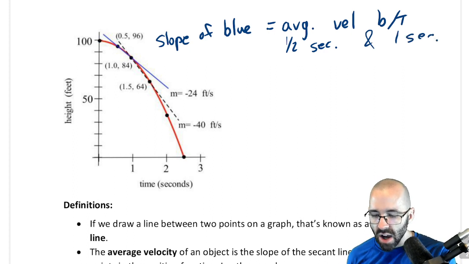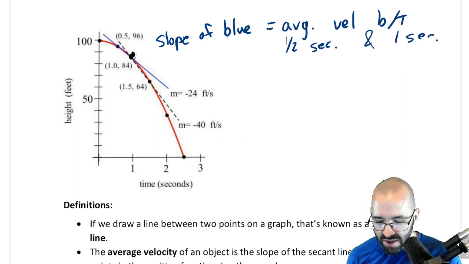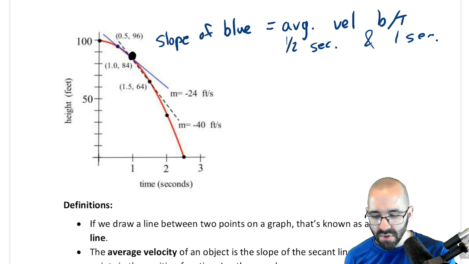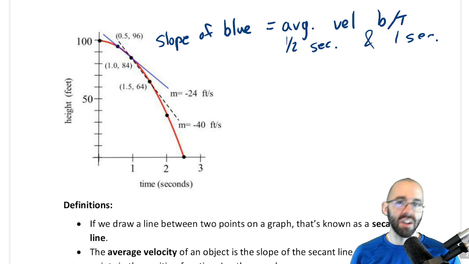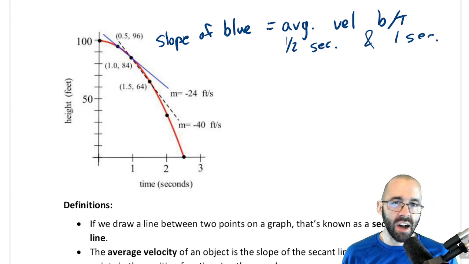And then you can see this dotted line, right? This dashed line, rather, is a secant between these 2 points. So similarly, the slope of the dashed line will be the average velocity between 1 second and 1.5 seconds.